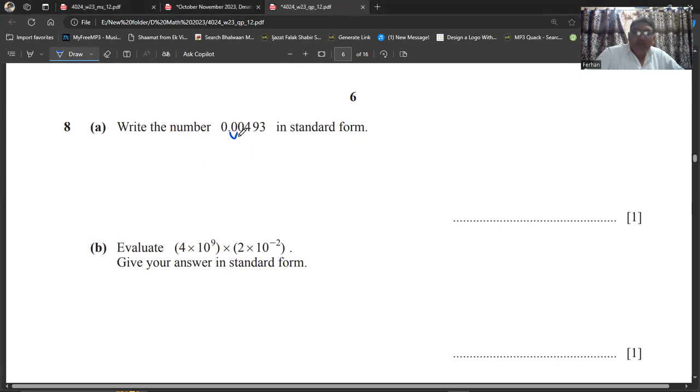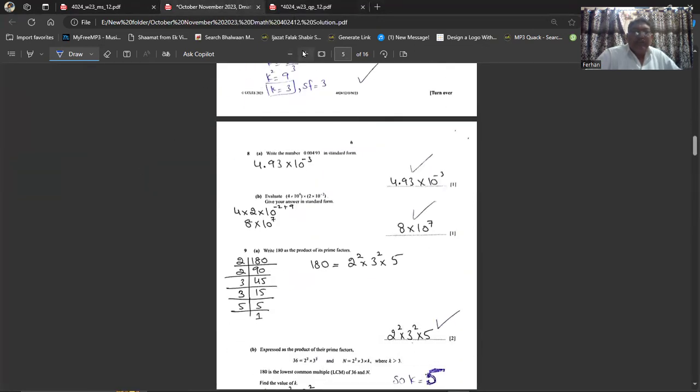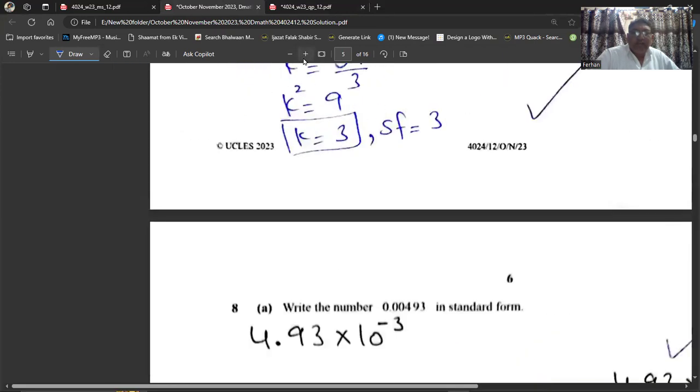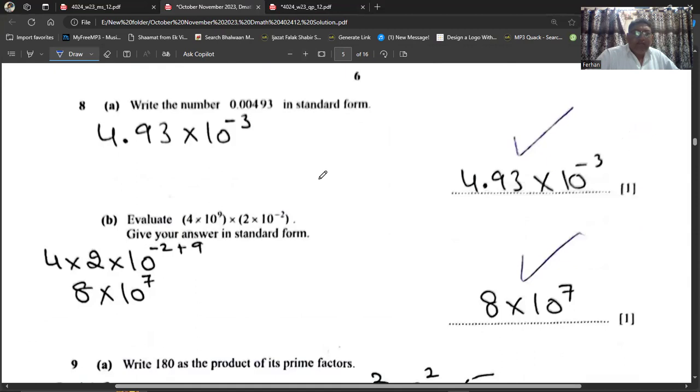So I will move the decimal 1, 2, and 3. The decimal will move 3 steps to the right, and you will have that number. So you will have 4.93 expo minus 3. Because you move the decimal 3 steps to the right, the exponent will become negative: 4.93 expo minus 3.